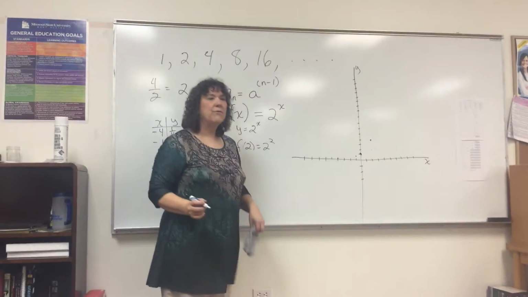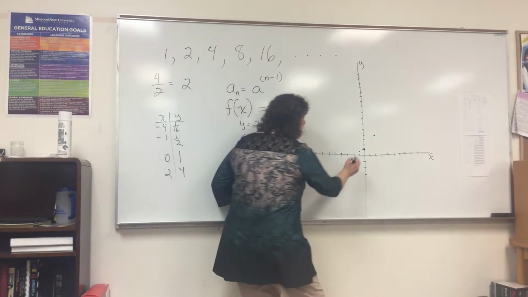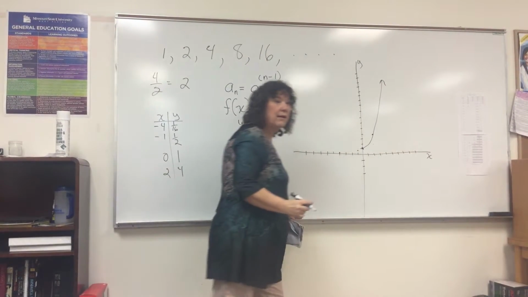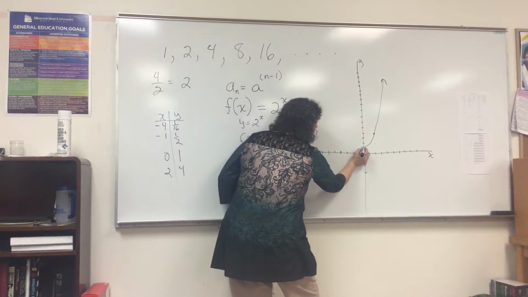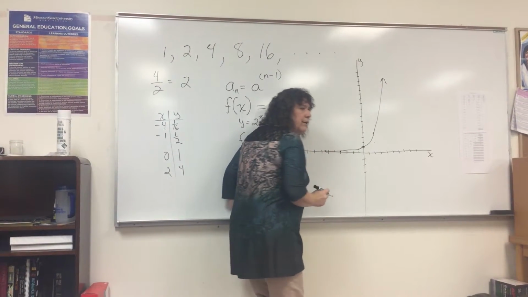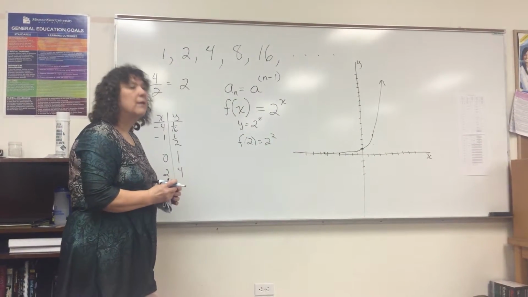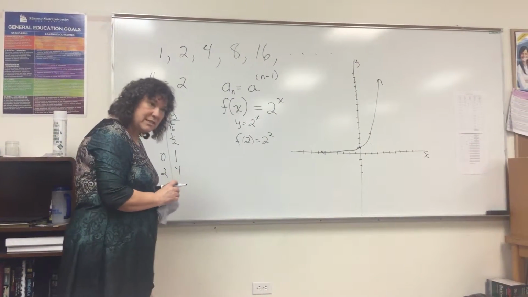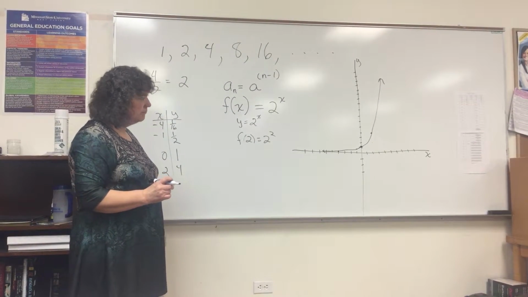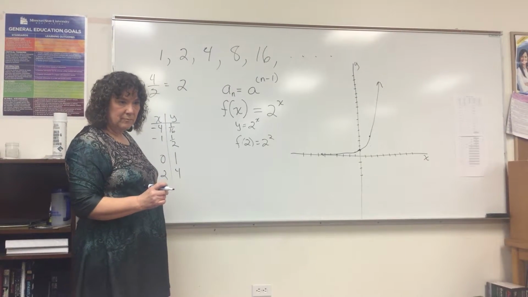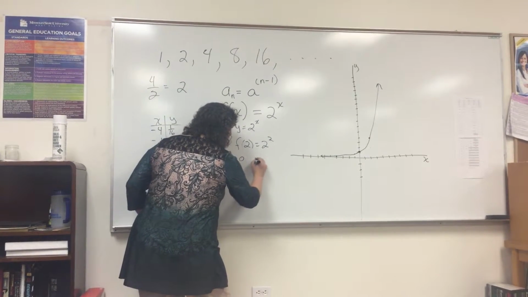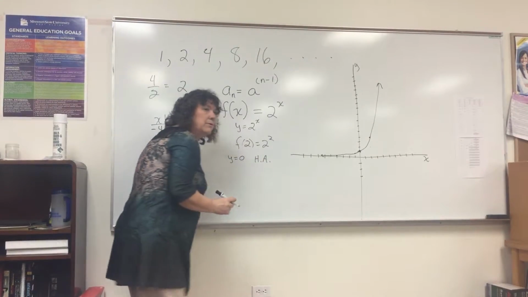Okay. Now, if we graph that thing, what's it gonna look like? It goes up rapidly on the right-hand side. And where does it go over here? It approaches the x-axis, but doesn't cross it. So the x-axis at y equals 0 would actually be a horizontal asymptote.